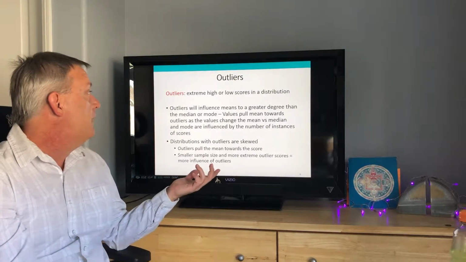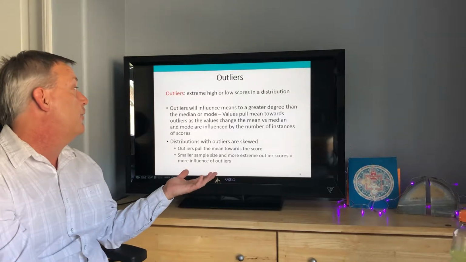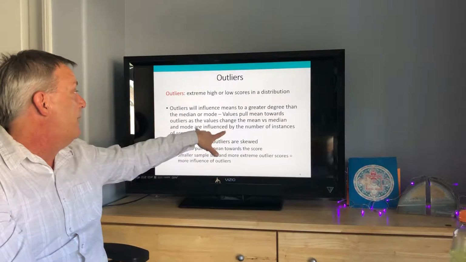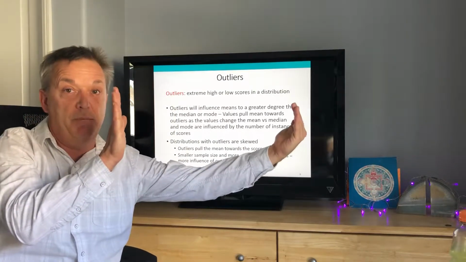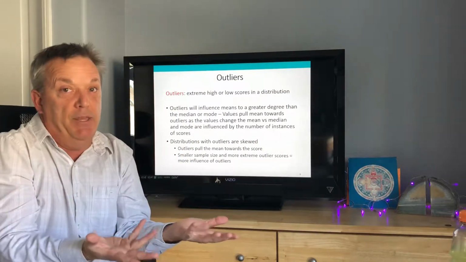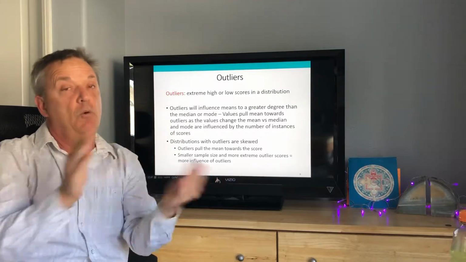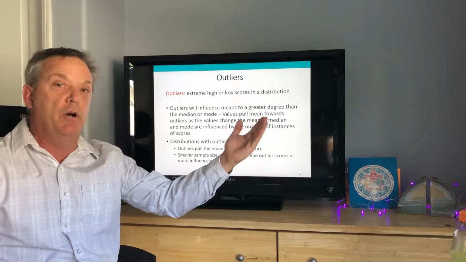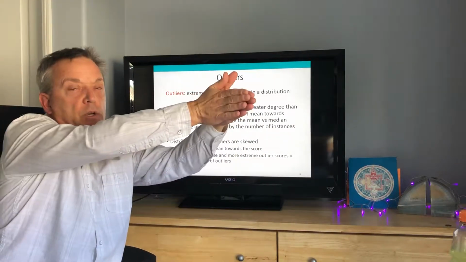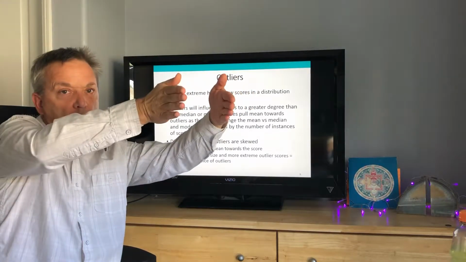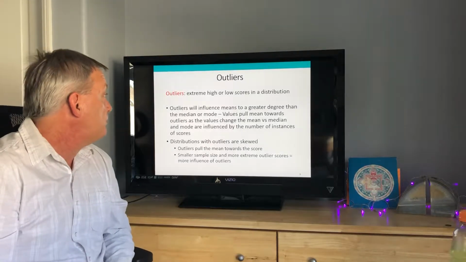Values pull the mean towards the outliers. As the values change, the mean changes, versus the median and mode, which are influenced by the number of instances. The values themselves are going to change the mean because we're adding them all up and dividing. So the more extreme scores are going to affect the mean, whereas the median and mode are not values per se, they are categories, right? The median is the middle score in the categories, and the mode is the most frequent one.